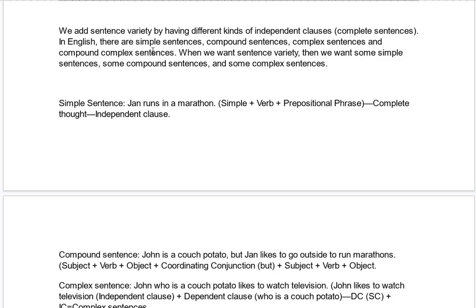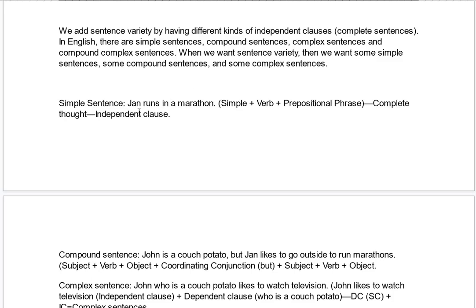In English, there are three kinds of sentences: simple sentence, compound sentence, complex sentence, and compound-complex sentence. Actually, there are four kinds of sentences. When we want sentence variety, then we have some simple sentences, some compound sentences, and some complex sentences.